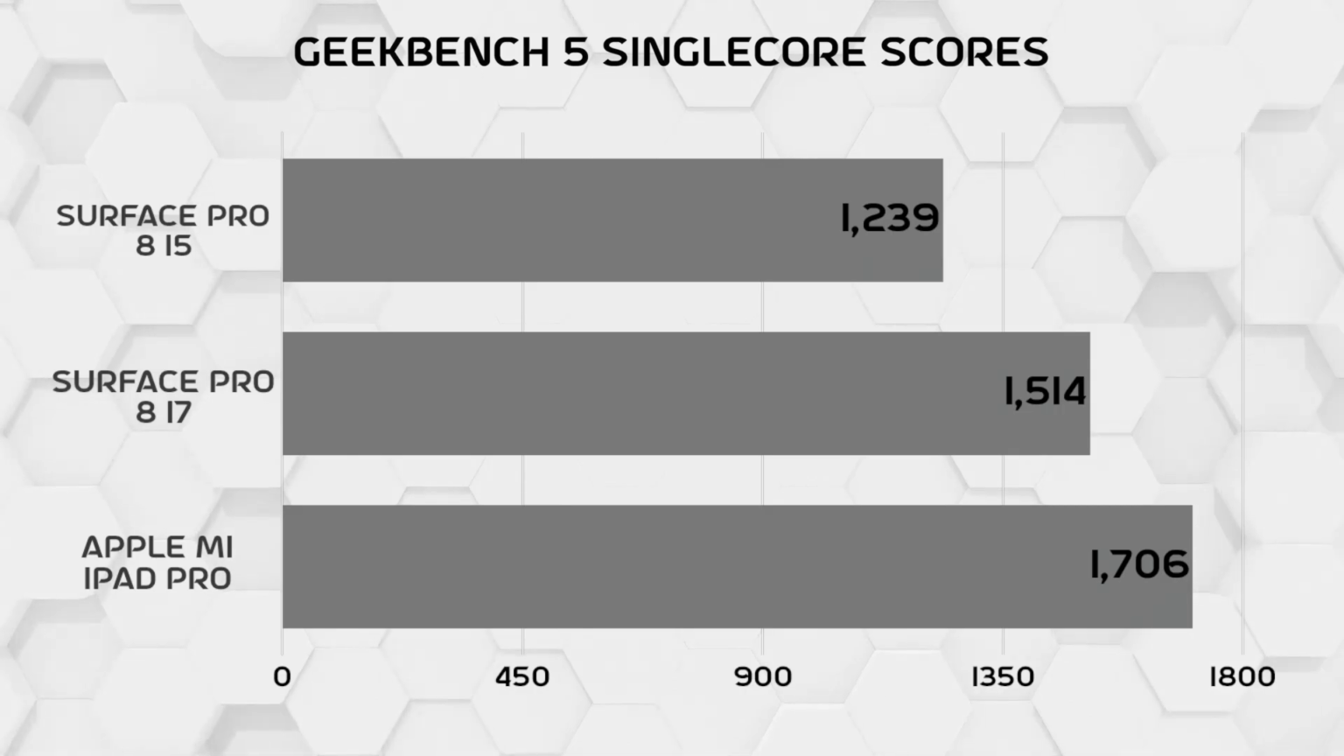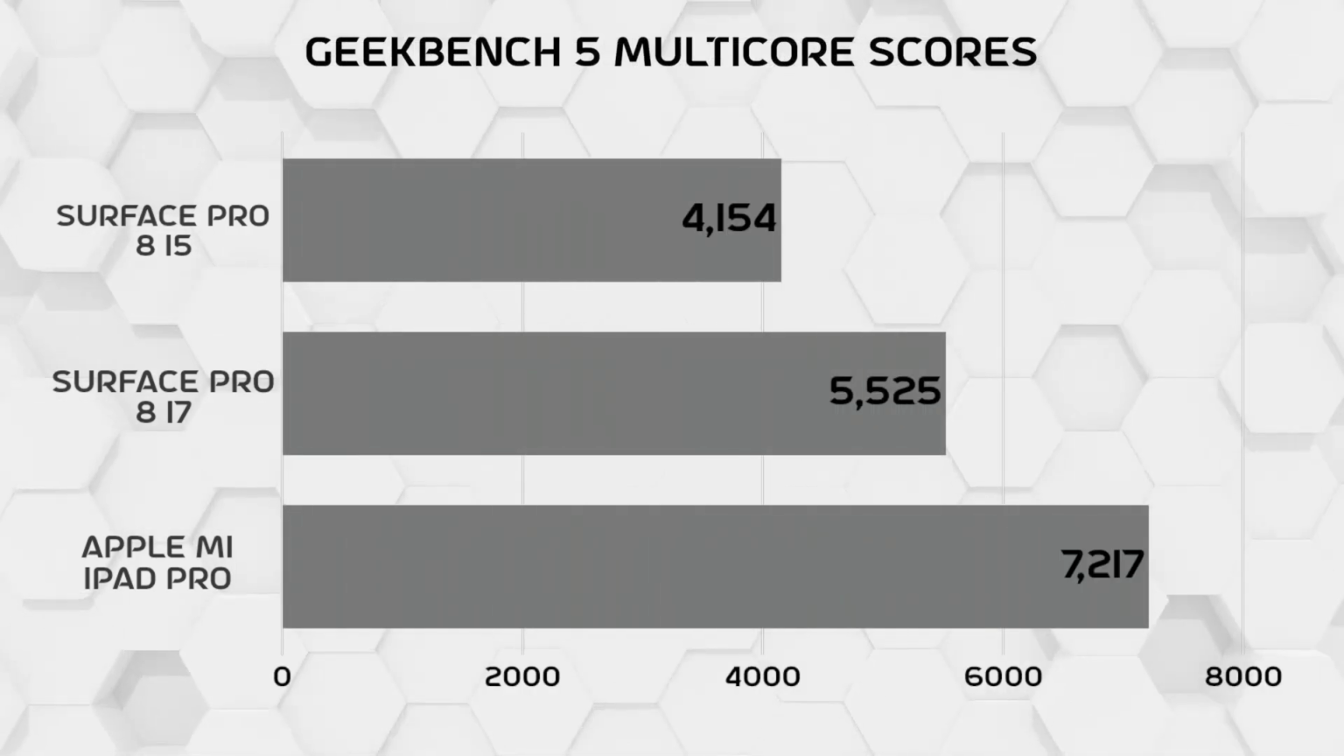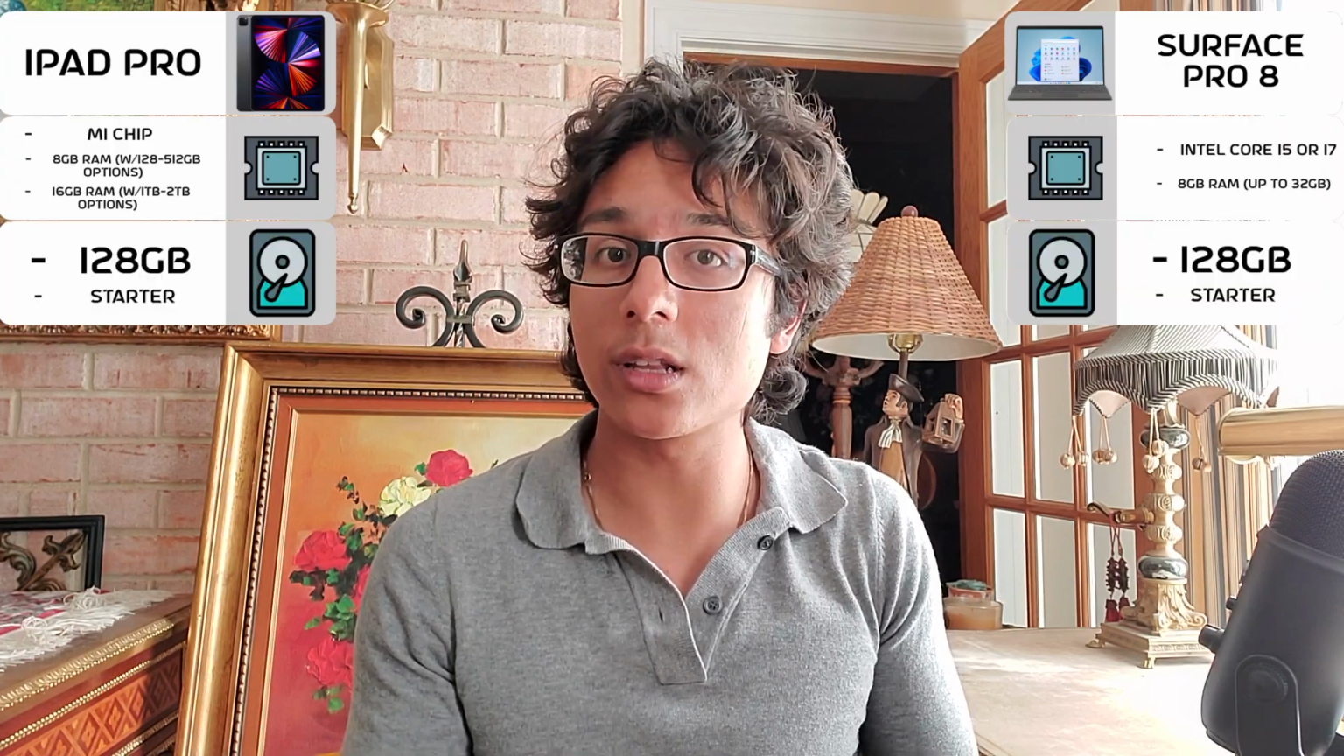Now, for internal specs, the iPad Pro sports the M1 chip, while the Surface Pro can either have an Intel Core i5 or i7. And here are the single core performances of these device configurations, and here are the multi-core. As you can see, the iPad Pro is a bit faster, and for storage, both devices start with 128GB, which is fairly low, but they can be configured with more at an increasing price.